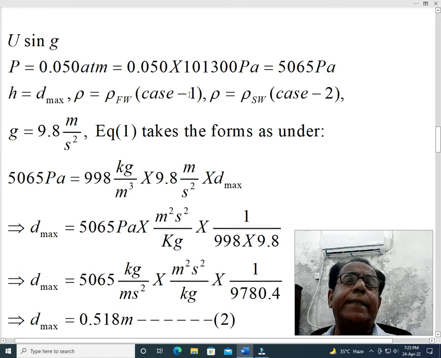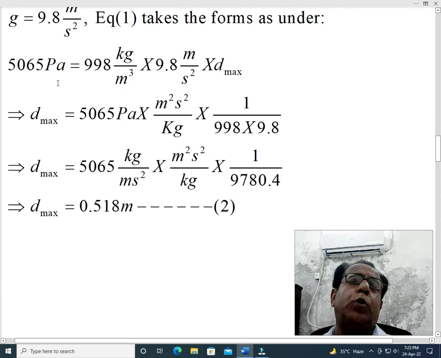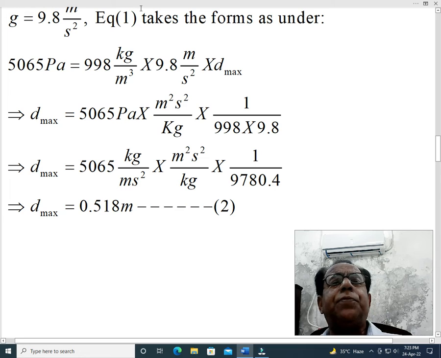Dear students, in the presence of all this data, equation number 1 takes the form as under. So many Pascal is equal to this into this into this. From here we keep D max on one side and transfer all other data to the other side of equality, and hence D max will become this. Then after simplification, D max becomes equal to 0.518 meter.